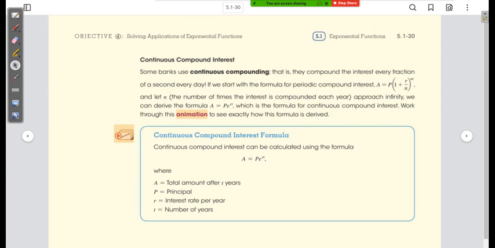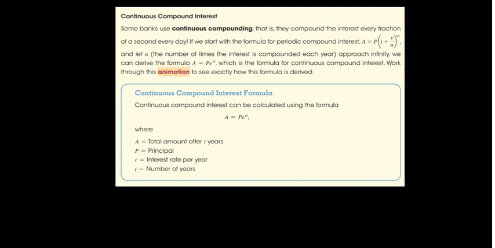All right, so now we have continuous compounding interest. This reads, some banks use continuous compounding. That is, they compound the interest every fraction of a second every day. So instead of, like in the previous example, compounding monthly or quarterly, some banks compound continuously, meaning every second every day. So every fraction of a cent is being compounded.